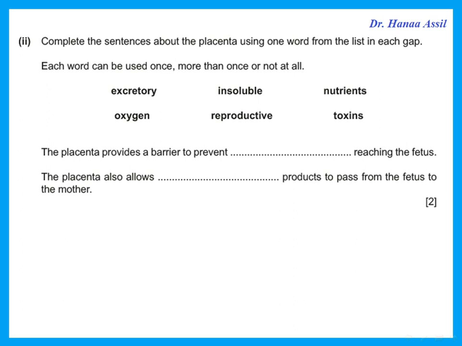Complete the sentence about the placenta using one word from the list in each gap. Okay, the placenta. Remember, the placenta is the one that provides a barrier to prevent what from reaching the fetus. The placenta is the attachment between the fetus and the mother. It will prevent toxins from reaching the fetus, but it will allow excretory products to pass. He's saying to pass from the fetus to the mother. What passes from the fetus to the mother? These are the excretory products of the fetus.